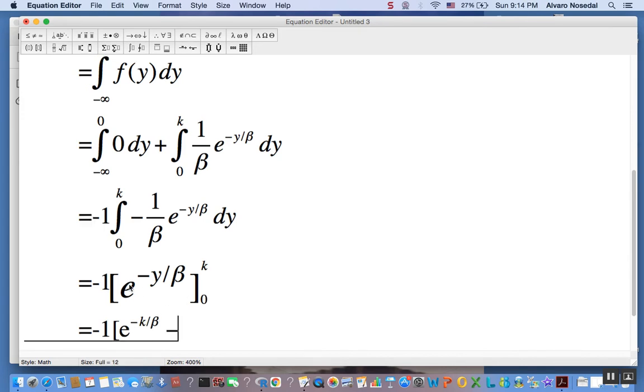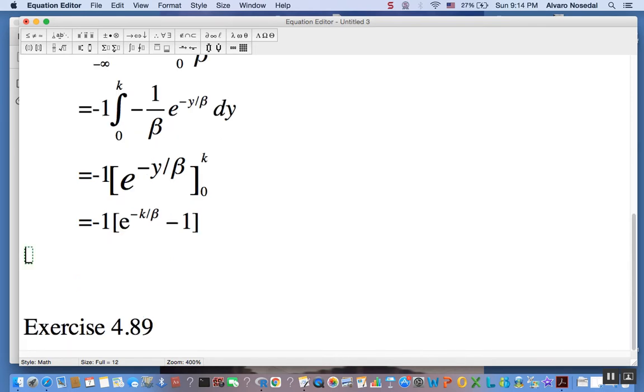Okay. And then e to the negative 0 divided by beta, e to the 0 power, that's just a beautiful 1. So then we just multiply by negative 1, and what we have is, in the end, 1 minus e to the negative k divided by beta. Agreed? Okay. Let me just copy paste that guy, and that's the CDF evaluated at k.